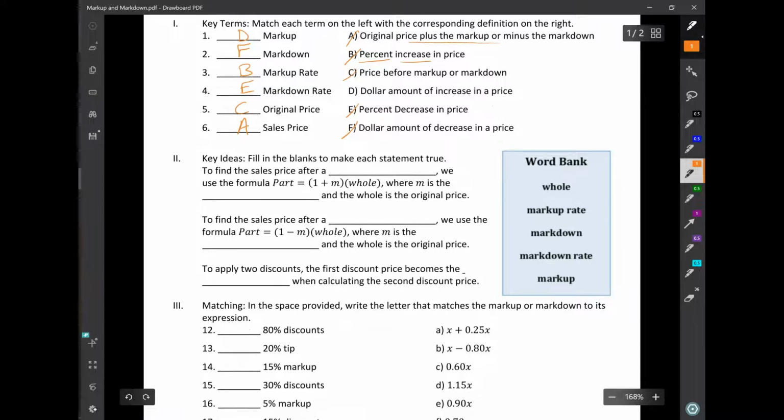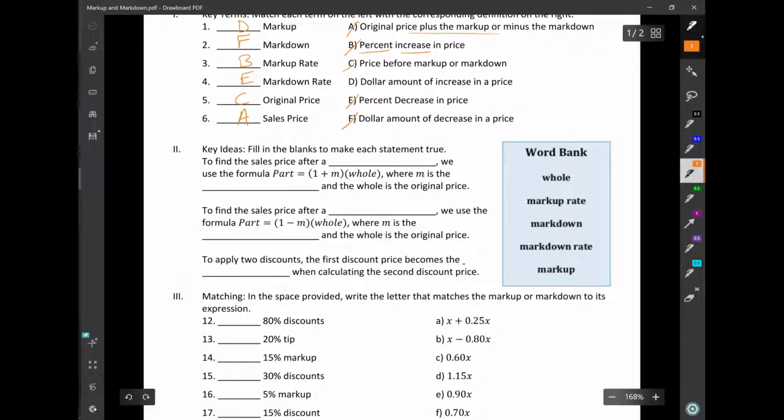Section 2 is fill in some blanks. To find the sales price after a markup, we use this formula. It's 1 plus M. That's the markup formula, because we're adding. M in this equation is the markup rate. And if we add that to 1, that's like saying that the new cost is more than 100% of the old cost. M is the markup rate.